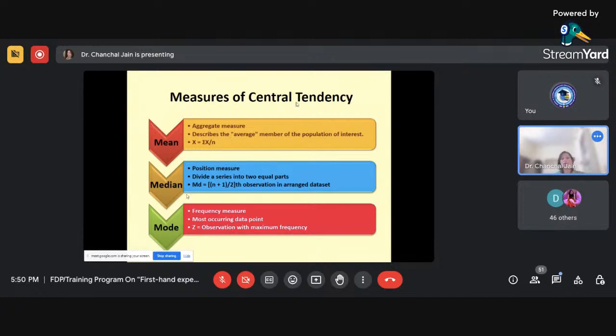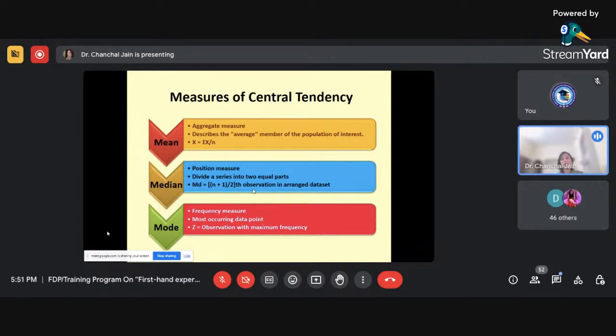Coming to the next, median is known as the positional measure. Generally, when I talk about the definition of median, median is what? Median divides the series into two equal parts, right? One part contains all the values less than the median, and the second part contains all the values greater than the median. So that is the definition of median. Generally, this is the formula we can use to calculate the median.